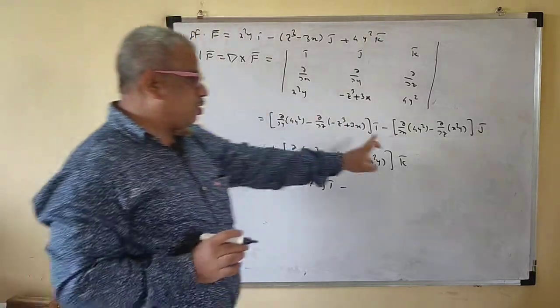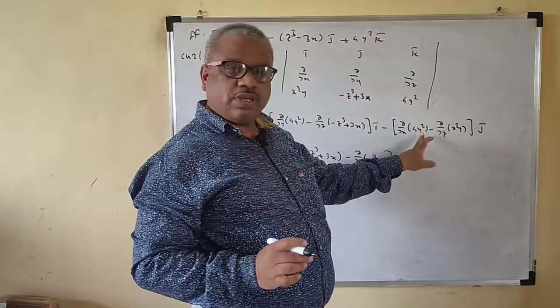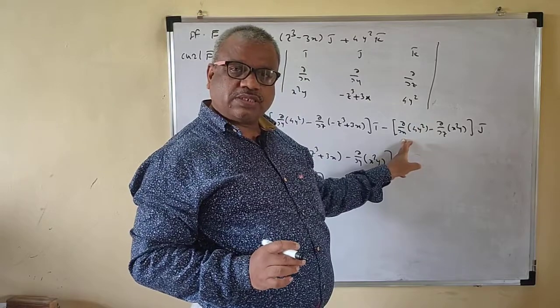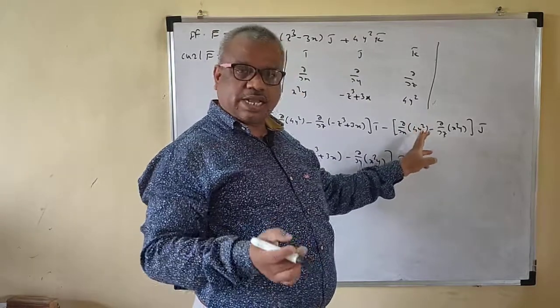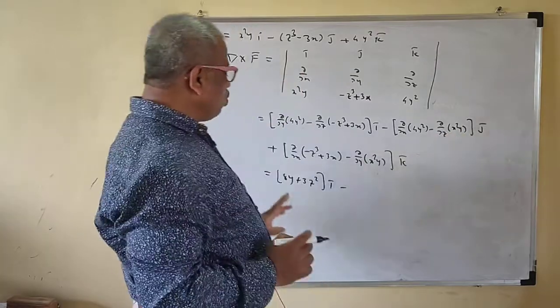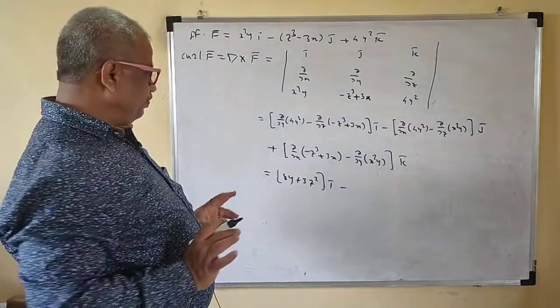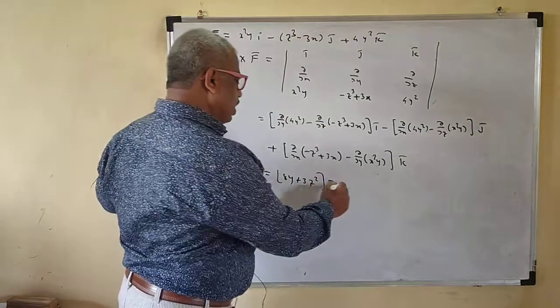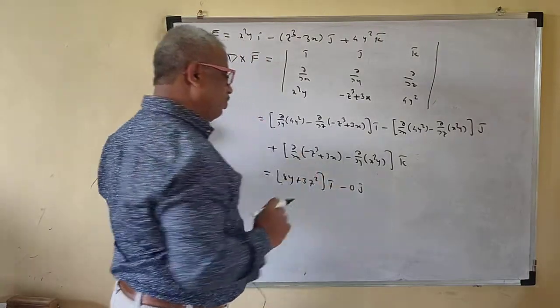Minus, so this is 0 because this is a function of y only, and we are differentiating with respect to x. So that means this is a constant, and the derivative of a constant is 0. This is again a constant, so this is 0. So there is no component for j bar. For our convenience you can write plus 0 j bar.